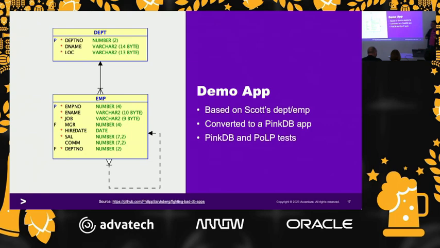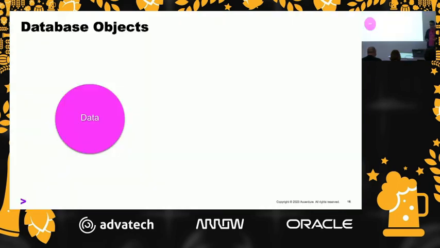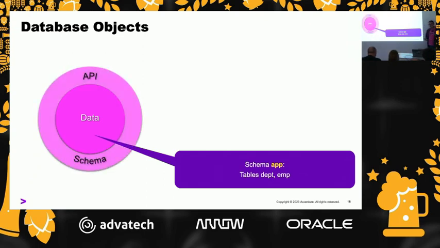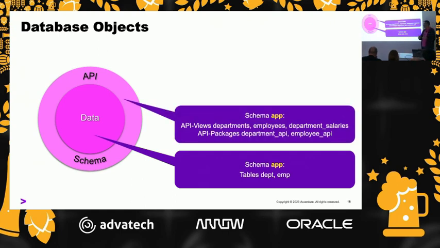How have I converted this application? So I use this diagram again. I have in the middle here the data, and it's no surprise that the data is the dept table and the emp table in a new schema called app. It's exactly the same as what you had in the Scott schema. And now we come to the API. How does the API look like? I introduced there a view layer. In this case, it's just the read-only view layer for departments, for employees, and something combined. And there is a write-only layer for write operations on the data.